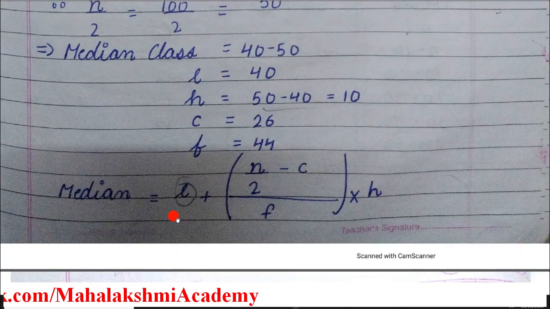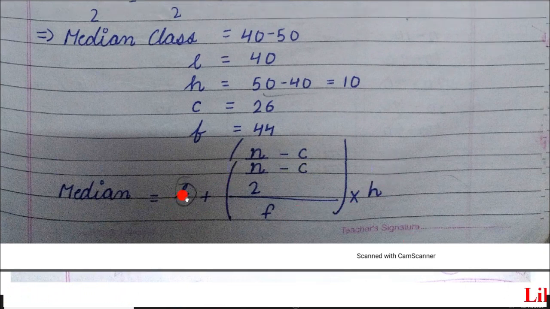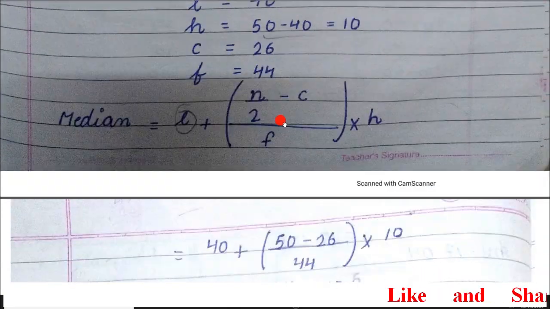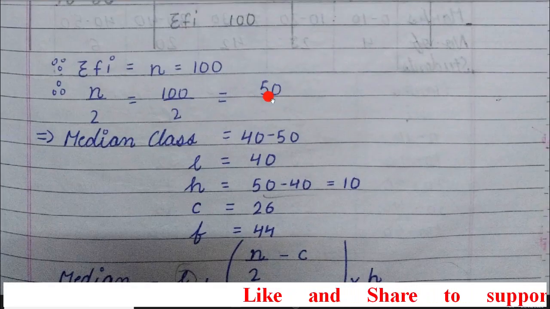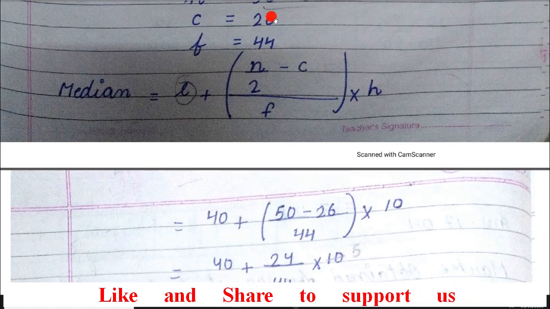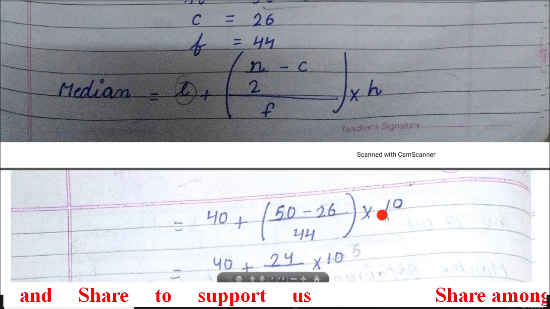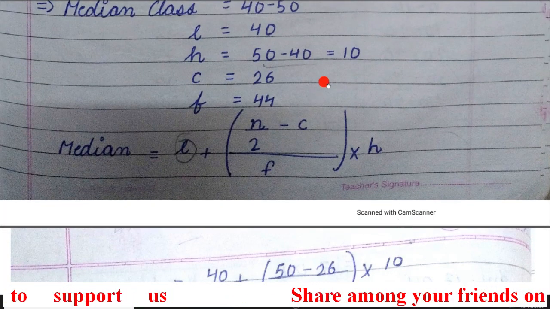Now the formula of median is L plus n upon 2 minus C upon F multiplied by h. In this we'll put the values. L is 40. You see here L is 40, and n upon 2 we already calculated here, n upon 2 is 50. So instead of n upon 2 we'll write 50. C we selected as 26. F we selected as 44. And h, the height of the median class, is 10, which we obtained here.